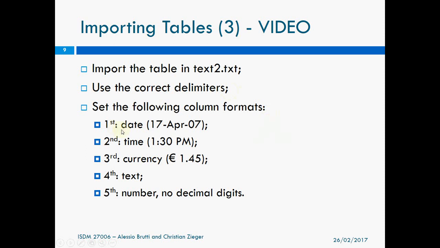The first column has to be date with this type. The second one time with this type. The third column currency with this type, so the euro symbol is at the beginning. The fourth column text, and the fifth column number with no decimal digits. So now pause this video and try to solve this exercise.